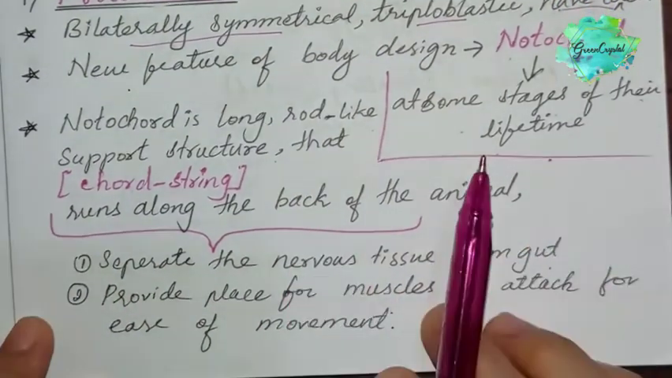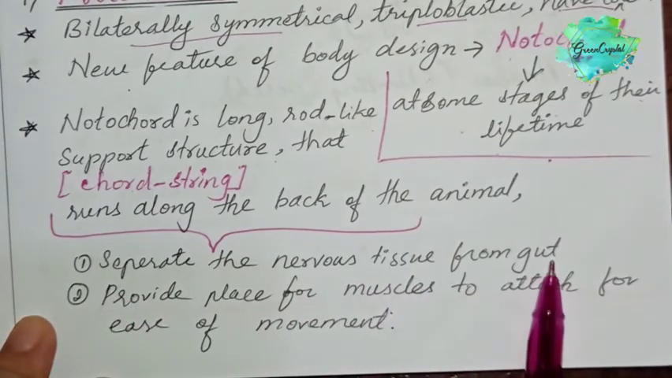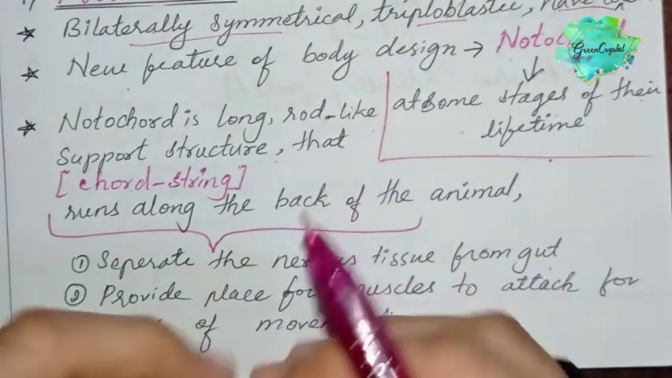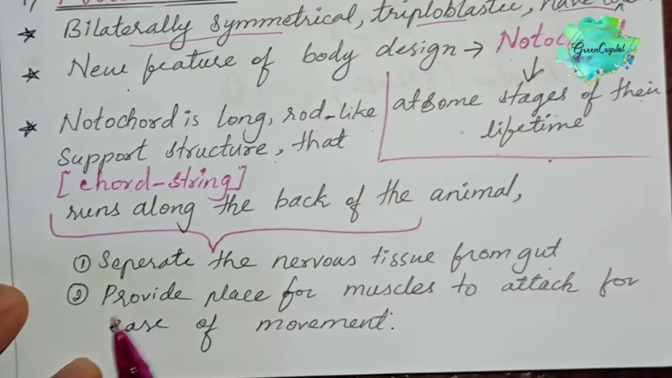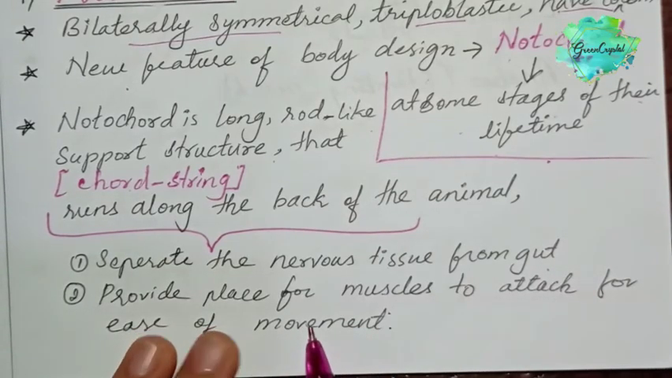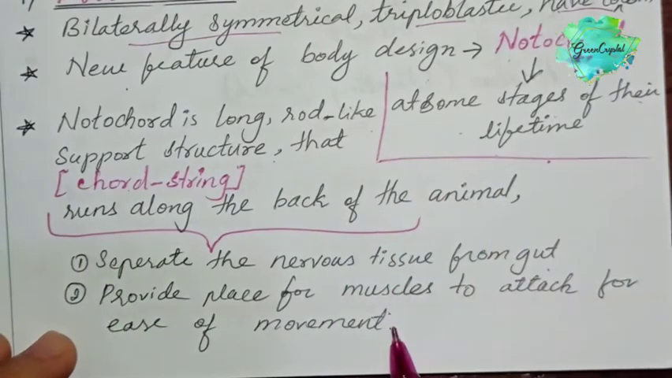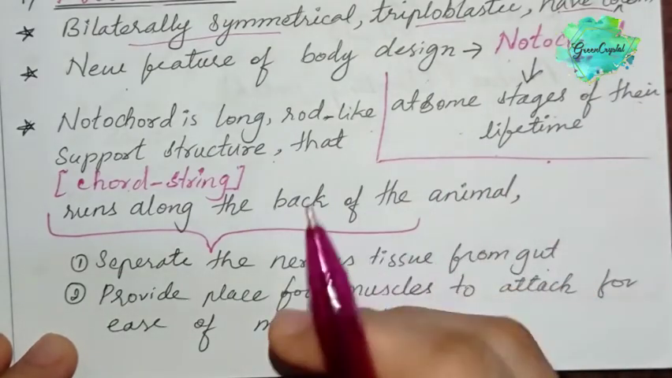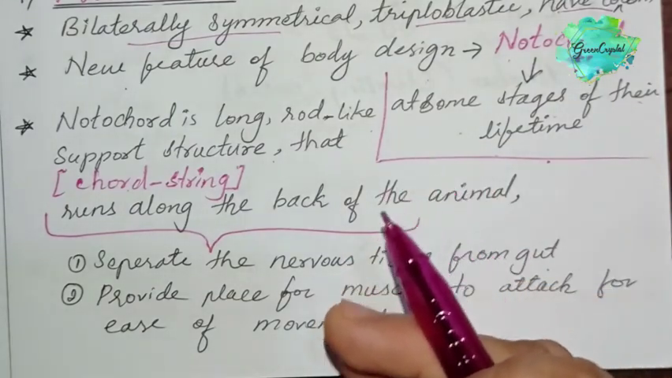What does the notochord do in the organism? It separates the nervous tissue from the gut. It also provides a place for the muscles to attach, for ease of movement. It helps in the movement of the body, so that the body can move properly and movement will be easier.